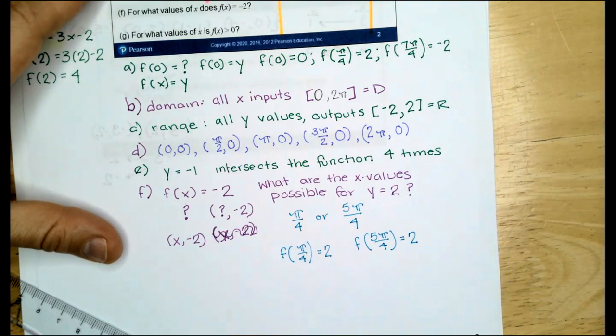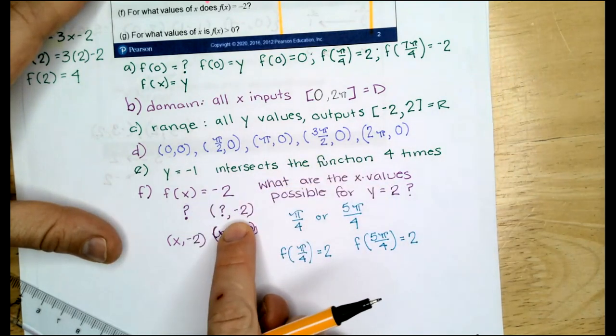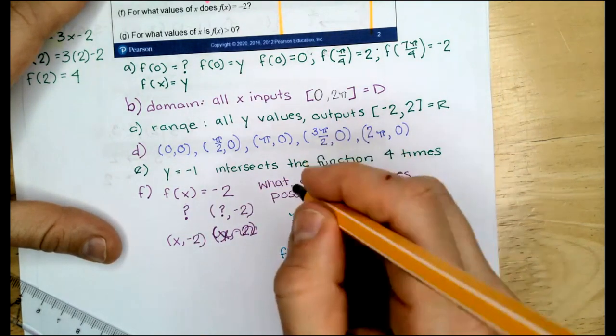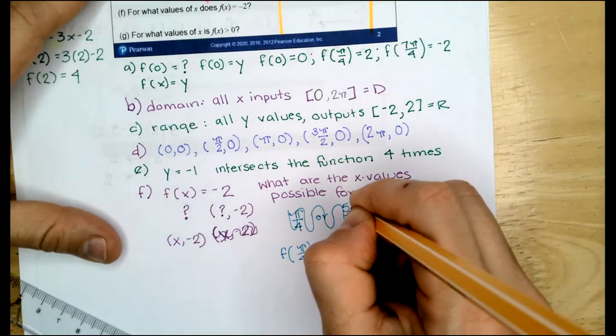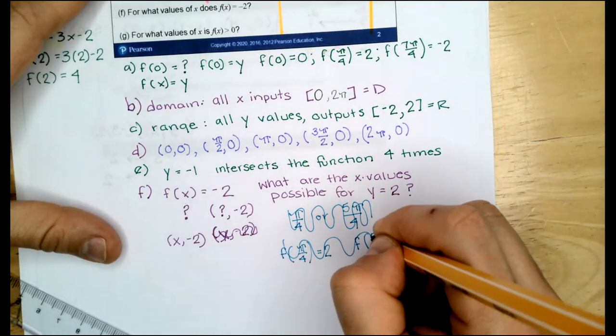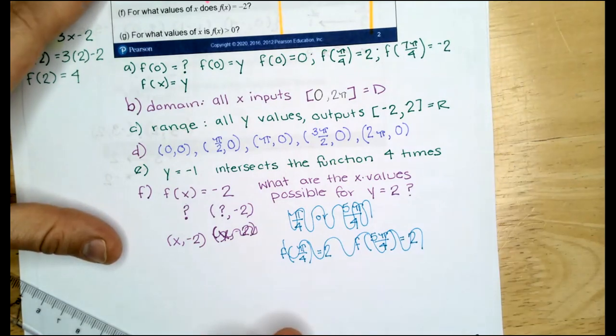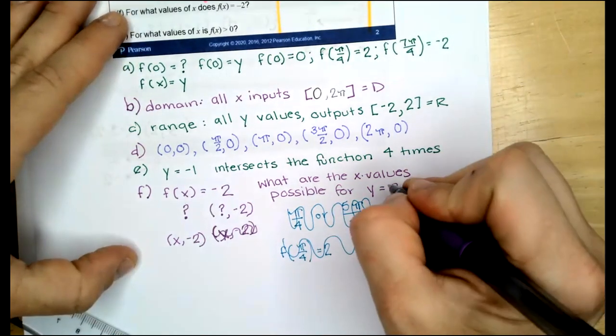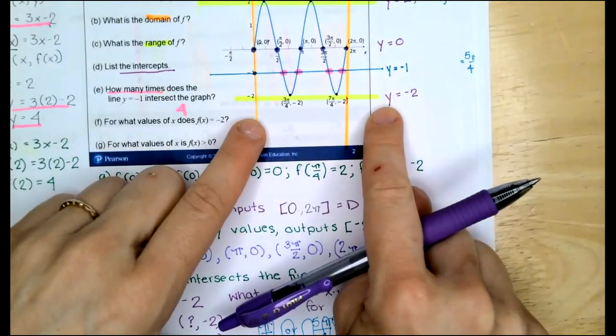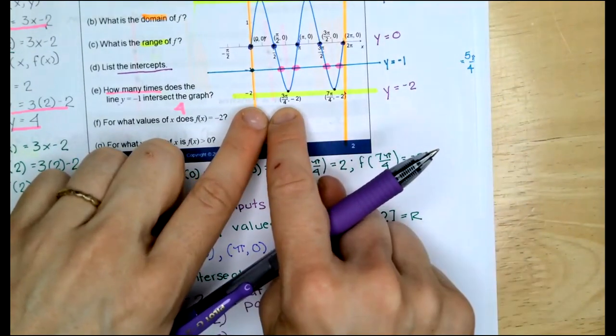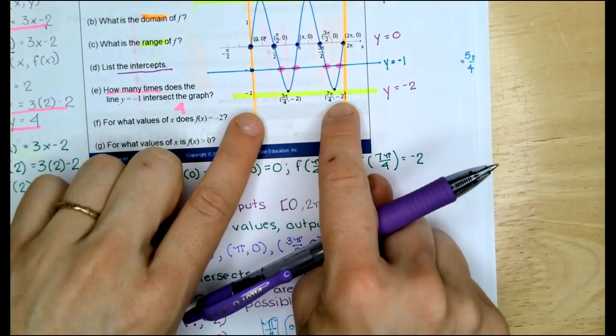Sorry, it was negative 2. It was negative 2, and I just started writing 2. So that's not right. But if it was 2, it would be that. So if it was negative 2, let's practice again. I apologize. So at negative 2, it's going to be 3 pi over 4 and 7 pi over 4.